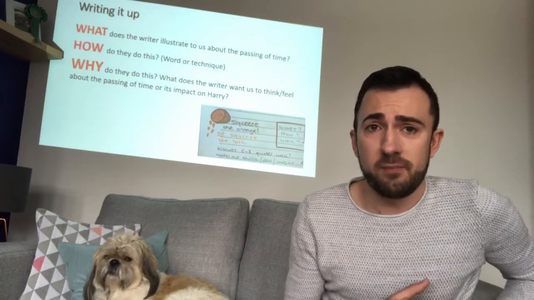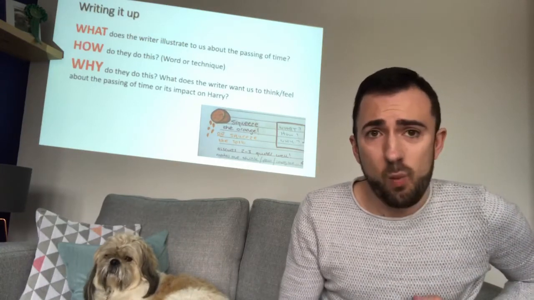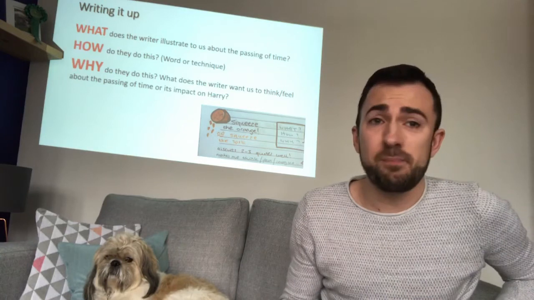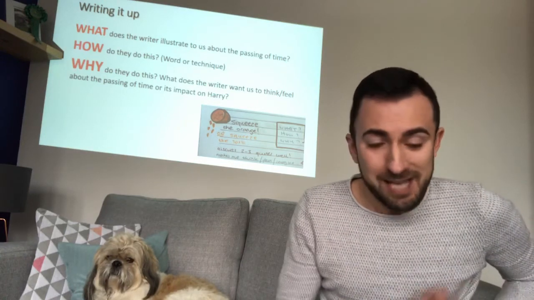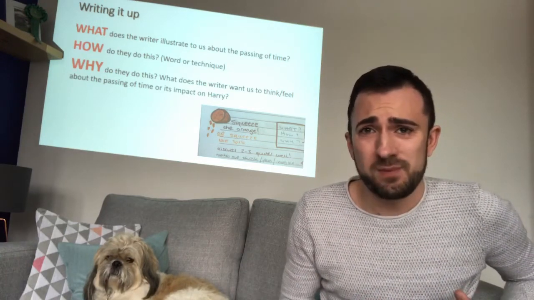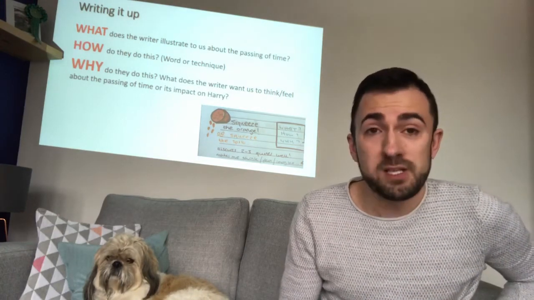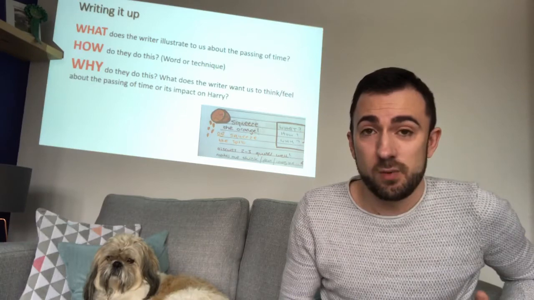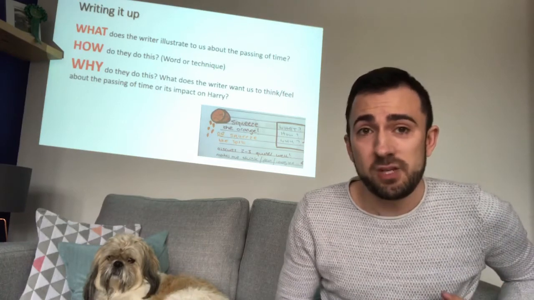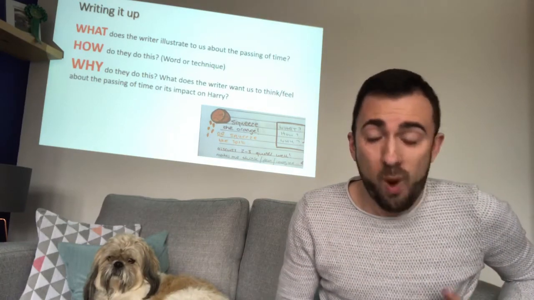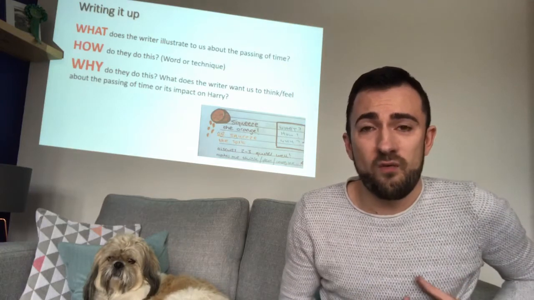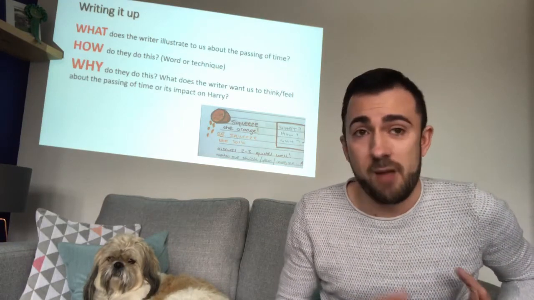So how do we write this up then? We've done the planning. I would stick to a what, how, why paragraph. Forget PEE, in my opinion. I think it's quite outdated and I don't think it helps to structure a really good response for grade 5. I would focus with this. What is the writer illustrating to us about the passing of time? How are they doing it? That's the quotation part. And why are they doing it?